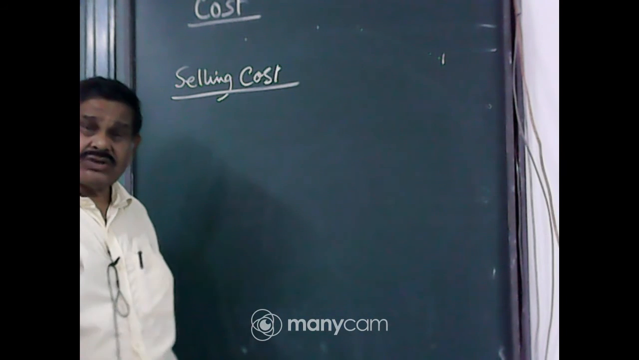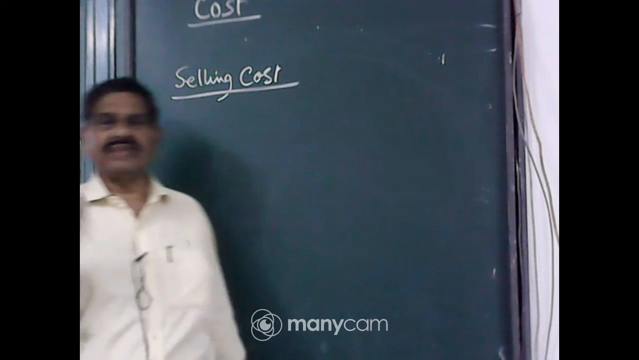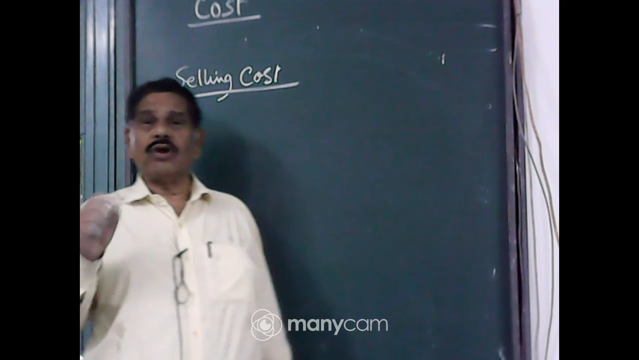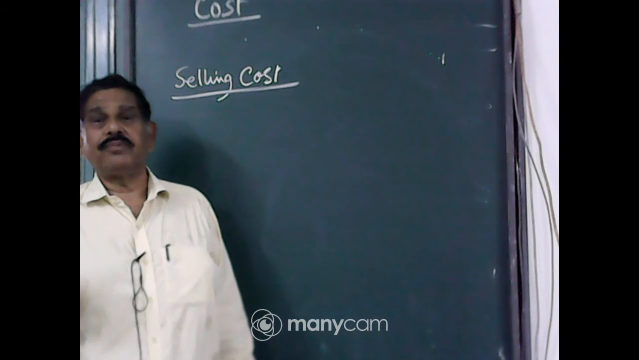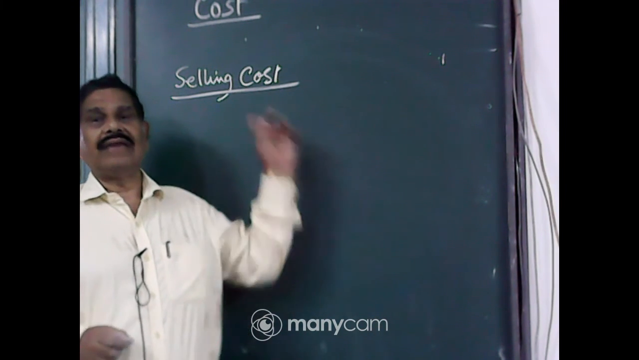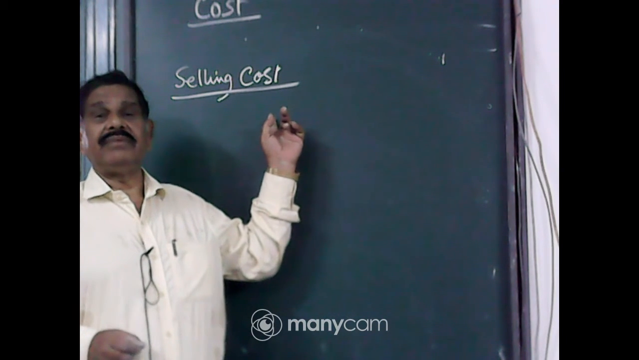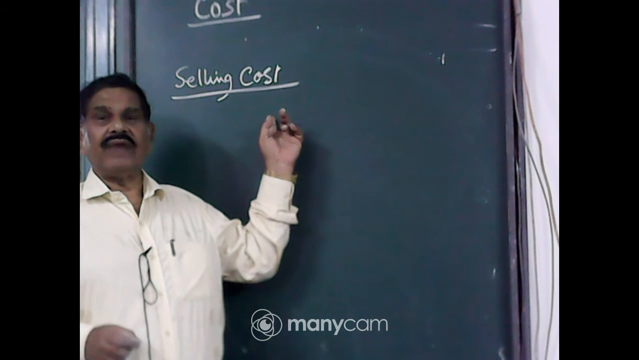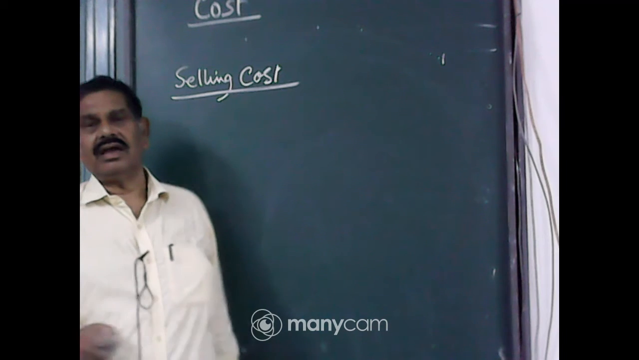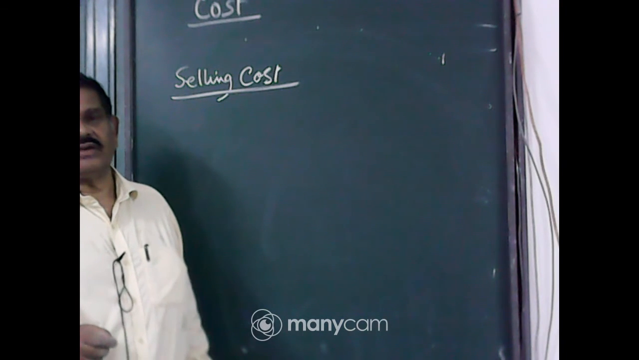In order to promote the sale of the commodity he produced, the producers have to incur a cost, and that is called selling cost. It may be through the newspaper, and if you advertise through newspaper, you have to pay the advertisement cost. That is, the producers will have to pay advertisement cost.